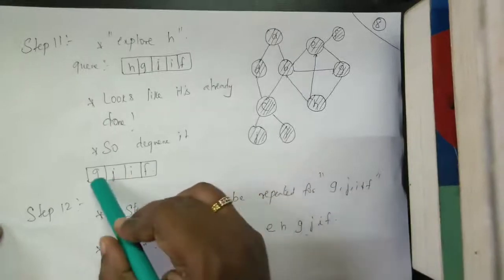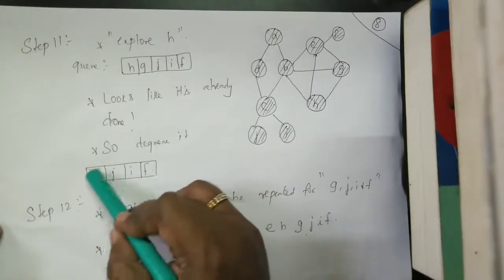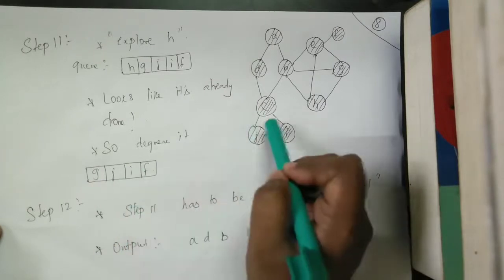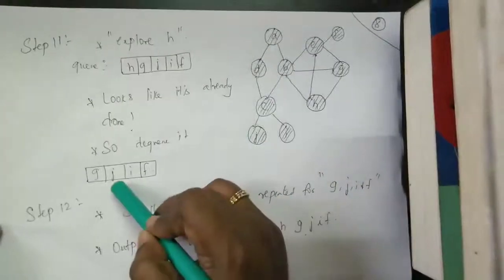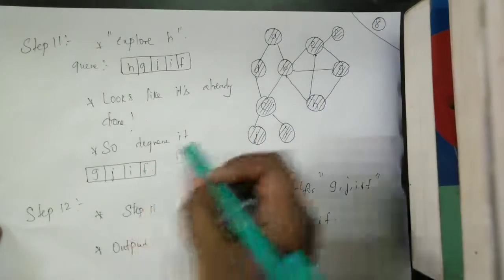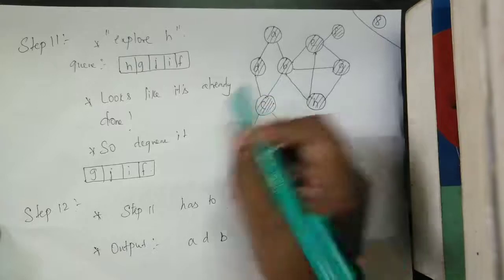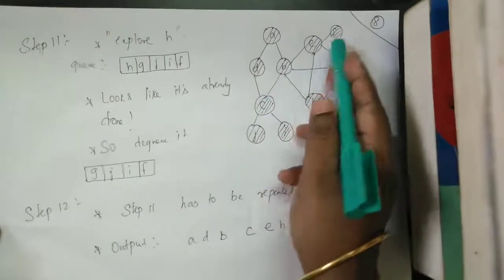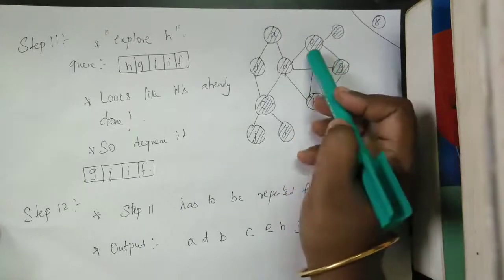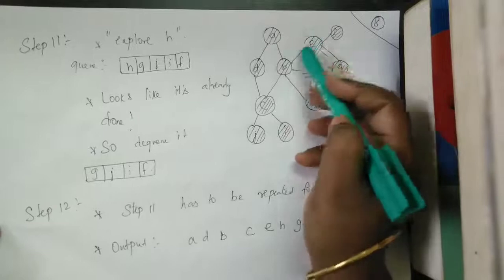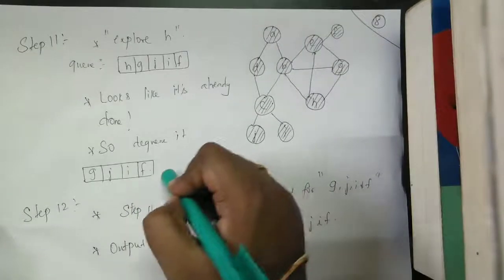Why? Because the vertices connected to G are already visited. J does not have any adjacent vertices, so J can be removed. Similarly, I also does not have any adjacent vertices. It does have C, but C was already visited, so they can be removed. And last, F: the only adjacent vertex is E, and E was already marked visited, so everything can be DQ'd.